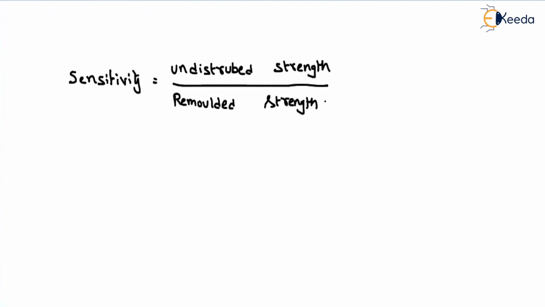Suppose your sensitivity is equal to 1. What does it imply? Your undisturbed strength is equal to the remolded strength. That means the clay is insensitive. Suppose the sensitivity is S. If S is equal to 1, what does it mean? Undisturbed is equal to remolded. That means after remolding the soil, the strength has not changed. Then we can say that the soil is insensitive. The strength will not change even if you are remolding it.